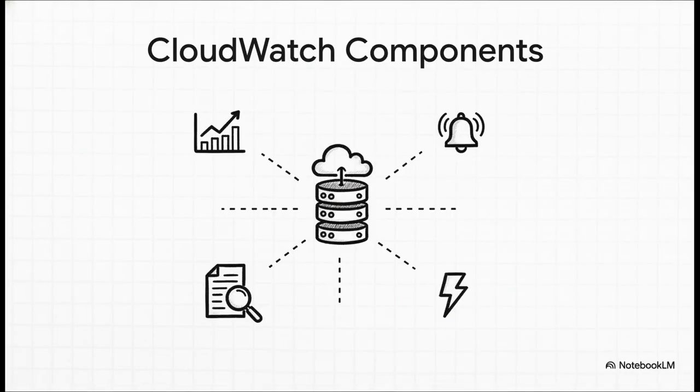And how does it pull this off? It's got a few key components working together. You've got metrics. These are just the raw numbers, things like CPU usage or network traffic. Then you have alarms. They watch those metrics, and if a number crosses a line you've set, bam, it can trigger an action automatically. You also have logs, which is basically a giant central bucket for all your application log files. And finally, events, which let you react to all sorts of changes happening across your whole AWS environment.